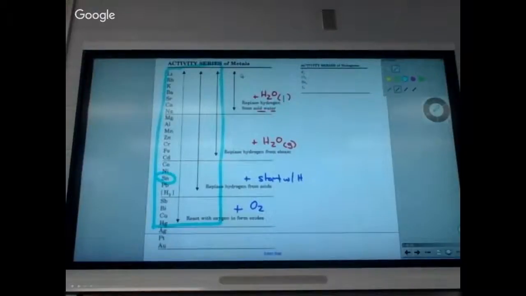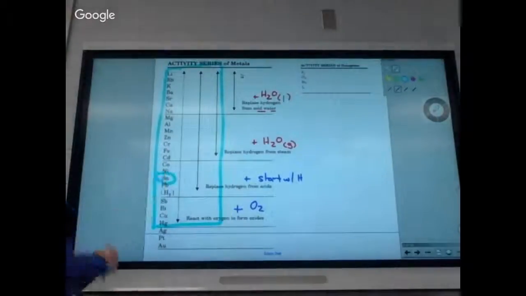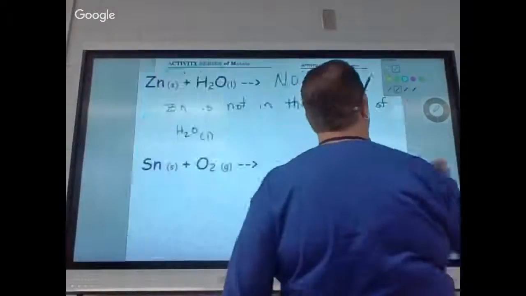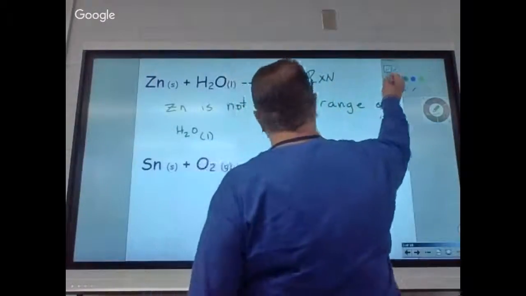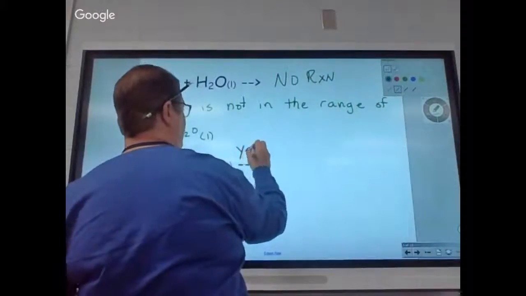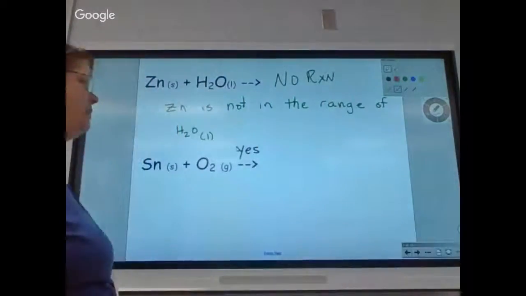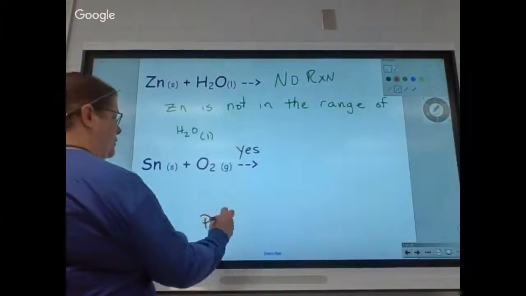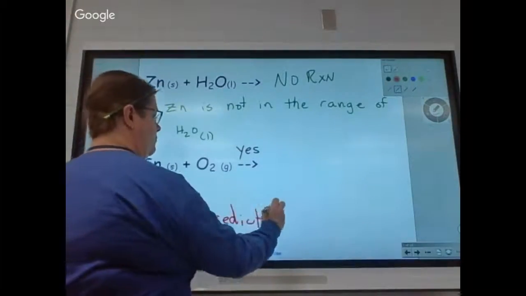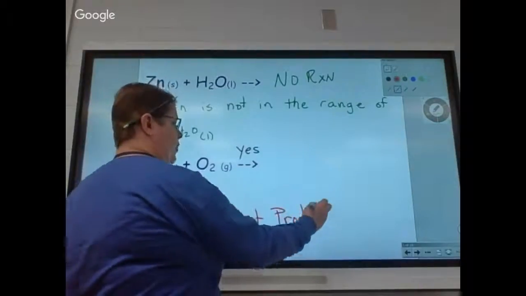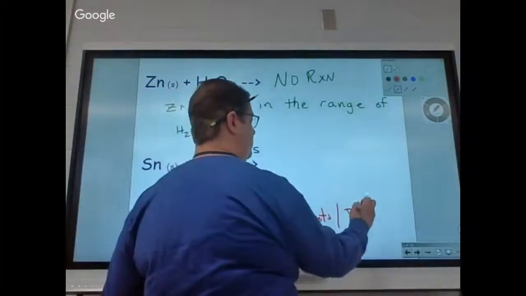The only 3 metals that are not in the range of one of those 4 arrows are down here: silver, platinum, and gold. And those are fairly unreactive metals. They'll react with some things, but it's pretty rare. All right, so what's going to happen now? The answer is yes. You don't necessarily have to write yes. I'm just writing yes for Raquel over there since she likes that kind of thing. So if the answer is yes, you need to predict the products and balance.